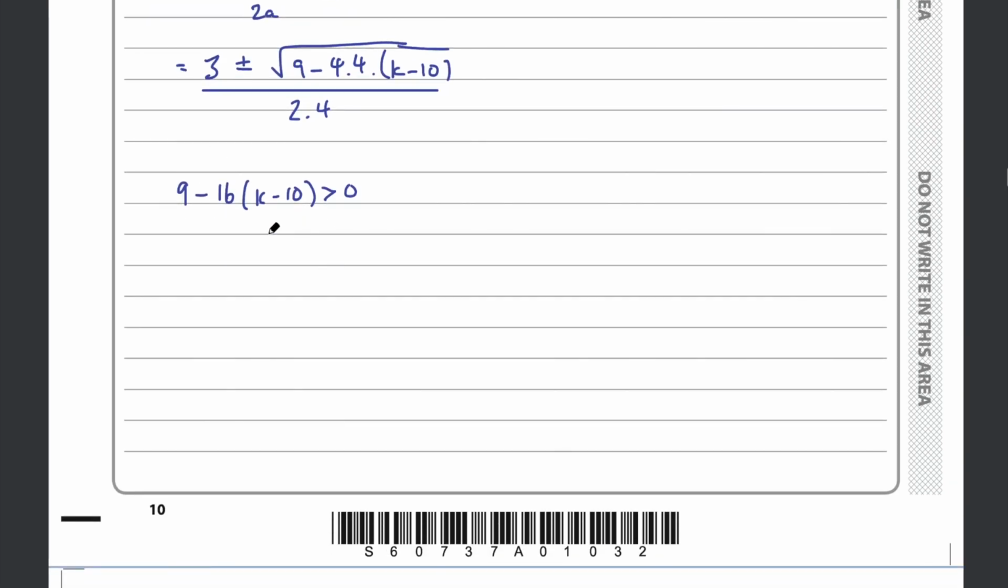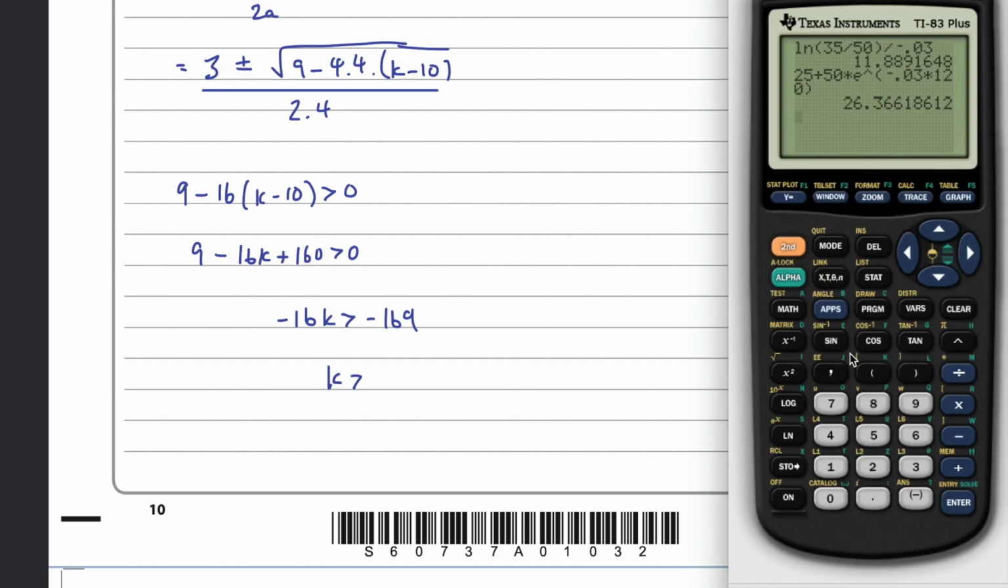So then let's go ahead and solve this for k. So expand those brackets. 9 take 16k plus 160 is greater than 0. Then negative 16k is greater than negative 169. So I've just taken that 160 and that 9 from the right hand side. And then k is greater than 169 divided by 16. Let's put that into a calculator. So 169 divided by 16, 10.5625, and those negatives cancel out.